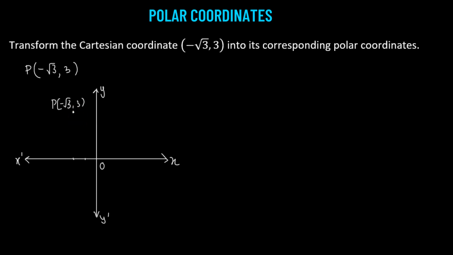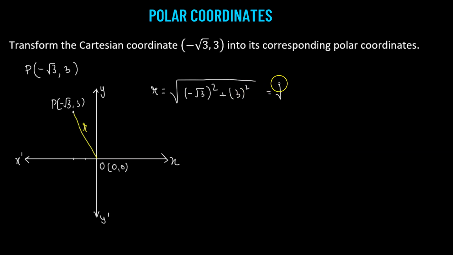First, we will join the point P with the origin O. The OP distance corresponds to the radius. Our radius can be obtained by using the distance formula. But luckily, since the point P is connected to the origin, which is the coordinate (0, 0), we can only consider the P coordinate. We take the x coordinate, −√3, square it, and add it to the square of the y coordinate, that's 3 squared.